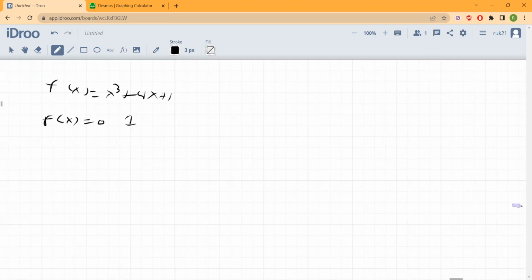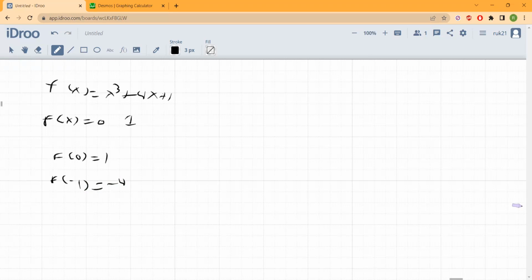If I plug in 0, f(0) equals 1. If I plug in negative 2, I get negative 8. I can even plug in negative 1. Let's do that quickly. f(-1) is equal to negative 1, negative 5, so negative 4. So in between negative 1 and 0, we know that it crosses 0. So we know it has at least one solution.